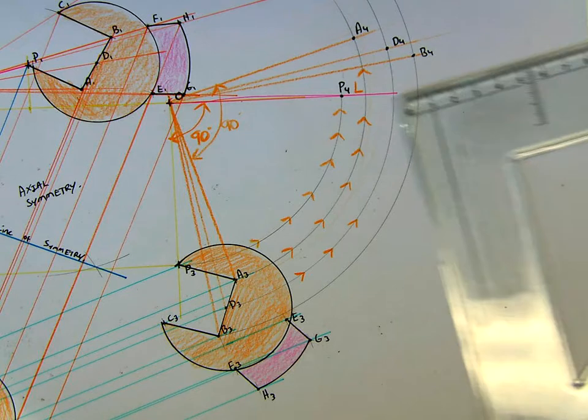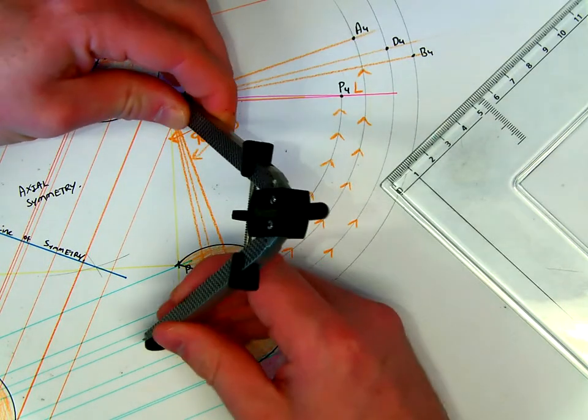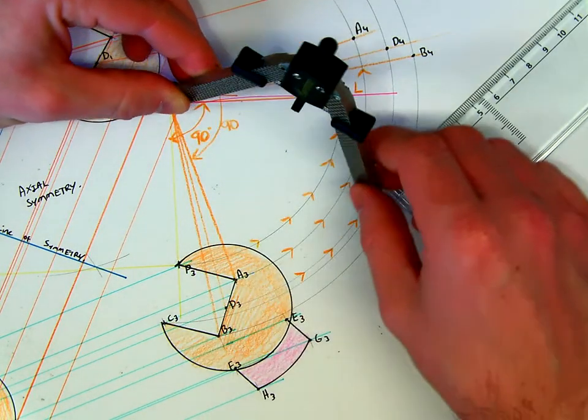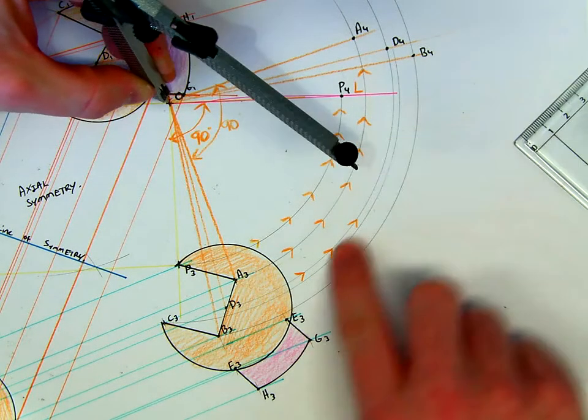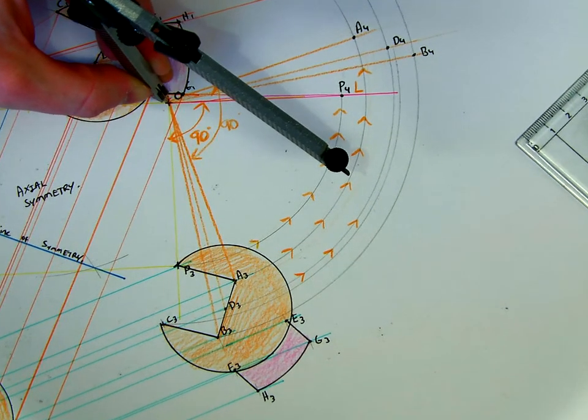So the next one I'm going to have a look at is C3. So from O out to C3. Now this is where it gets a little bit confusing because the curves are starting to get close together. So I'll just try and zoom in on this a small bit.